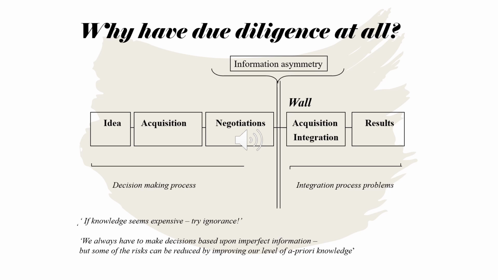And as the quotes below illustrate, it says, if knowledge seems expensive, because your due diligence experts are not going to be free, try ignorance. And another quote which is quite useful: we always have to make decisions based on imperfect information, but some of the risks can be reduced by improving our level of a priori knowledge. In other words, through due diligence, we can reduce the information gap.